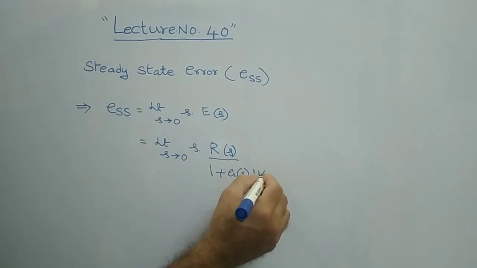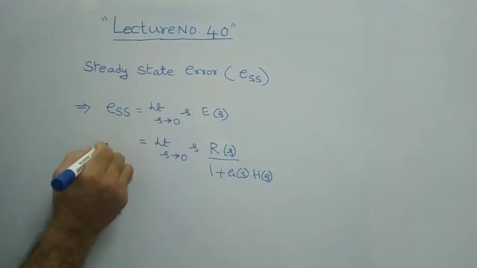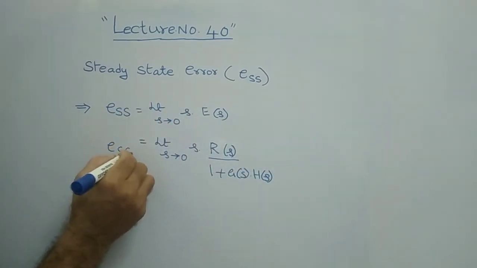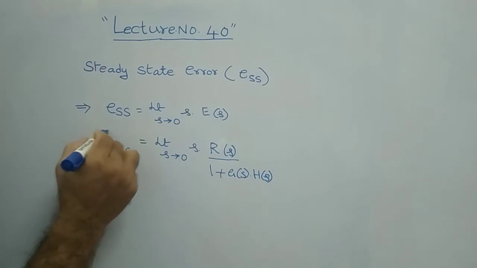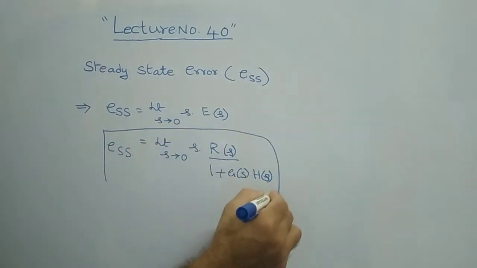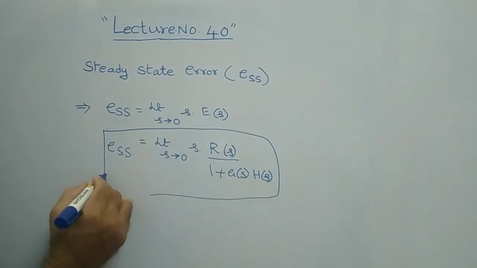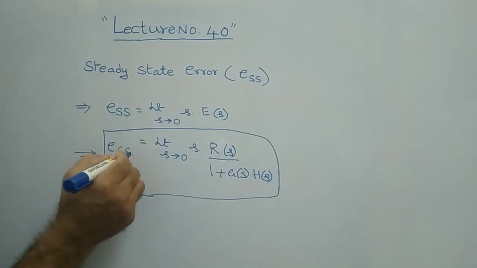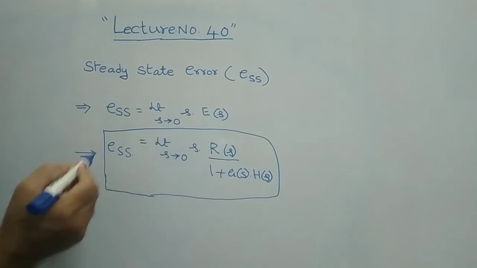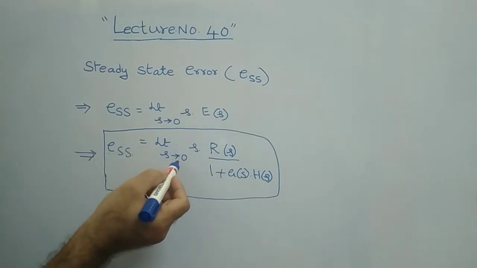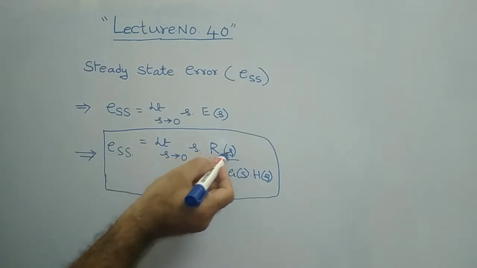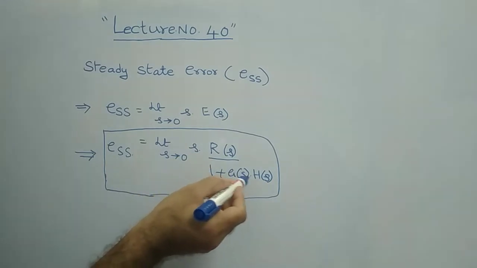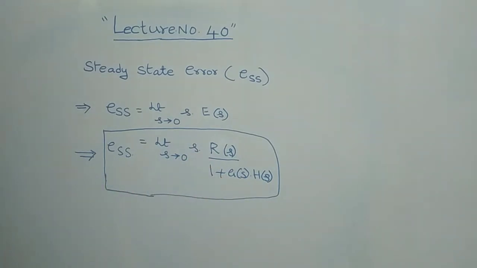This is the expression for your E of s. You must always remember this. Clear? Therefore, this is the steady state error expression: ESS is equal to limit s tends to 0 of s into R of s by 1 plus G of s into H of s.